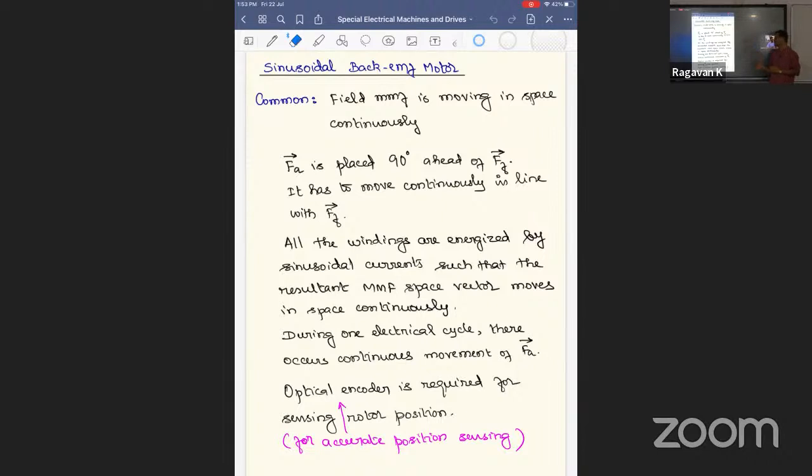So we require accurate position sensing, to know how much it has moved. Accordingly, we can energize the vectors with different magnitudes. So we are energizing all these 3 windings by sinusoidally varying current, right? So what should be the magnitude of current? All that we have to determine so that this can be displaced. So accurate position sensing is needed, for which we can use an optical encoder.